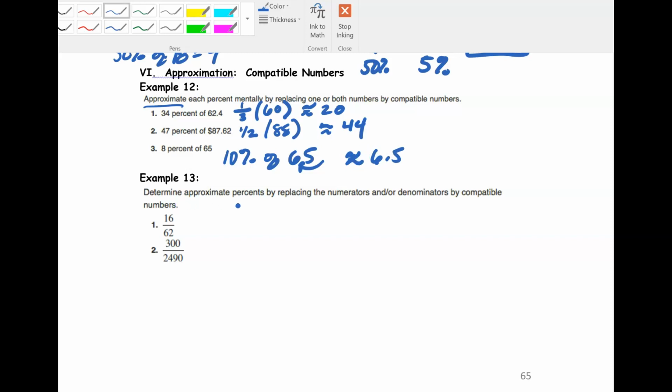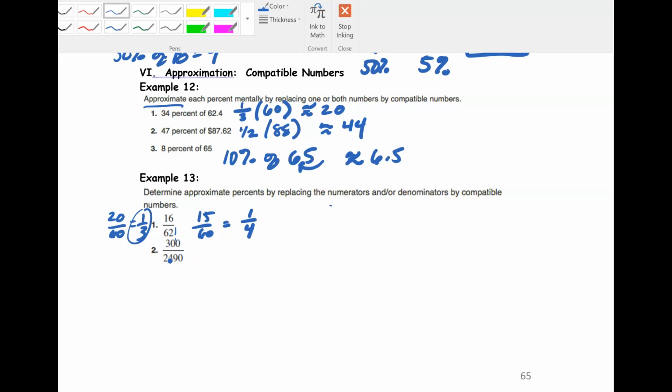And then determine the approximate percents by replacing the numerators or denominators by compatible numbers. So if you want to make this easier math, how could you change these so that you could do it in your head? One thought is 15 over 60, because 15 goes into 60 4 times. If that didn't come quickly, you could do 20 over 60, but keep in mind if you do 20 over 60, you get 1/3. So these are approximations. The 1/3 is going to be more off than the 1/4, but both are great approximations.